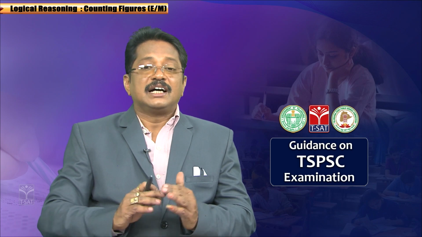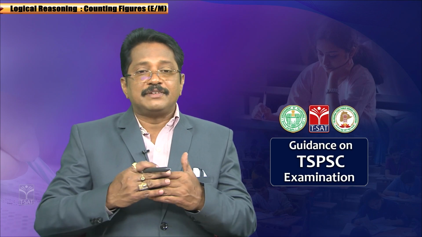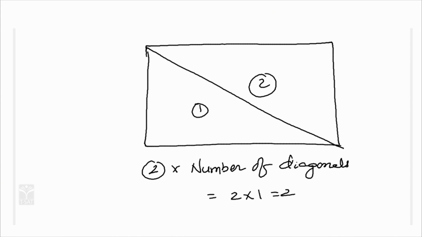If it is a rectangle, when the rectangle is divided into 2 parts through a diagonal, there are 2 triangles, triangle 1 and triangle 2, correct? How many triangles will form? Here you can generate a formula. How many parts was it divided into? 2 parts. How many diagonals are there? Here the number of diagonals is 1. So 2 parts, number of diagonals is 1, 2 ones are 2. Now observe, 2 triangles here.